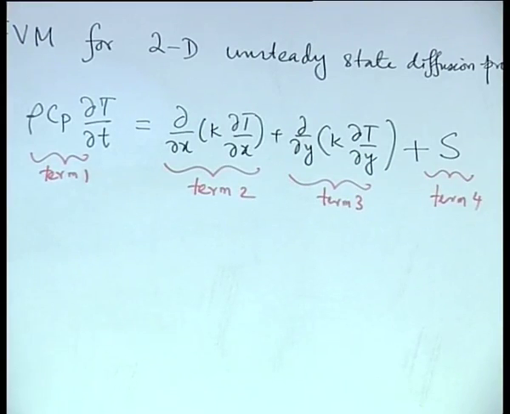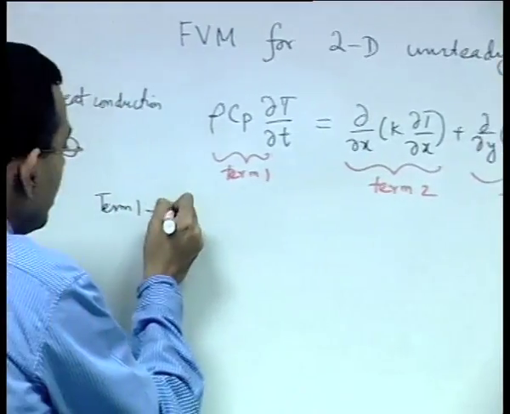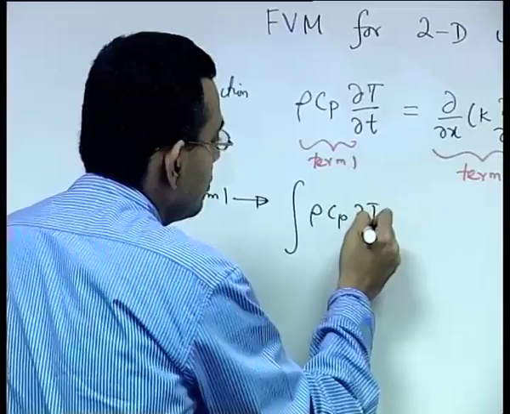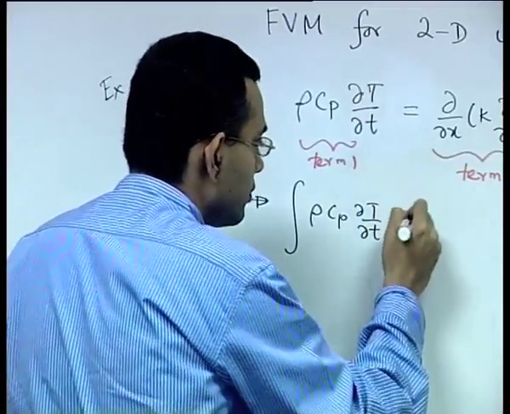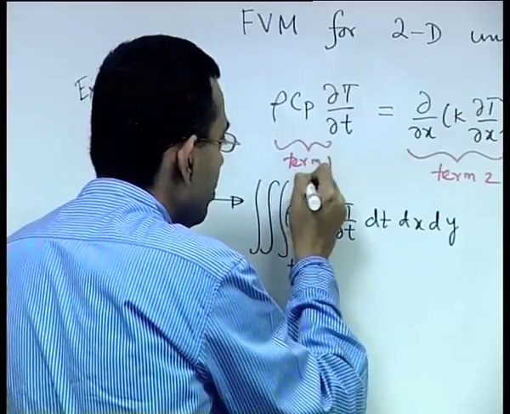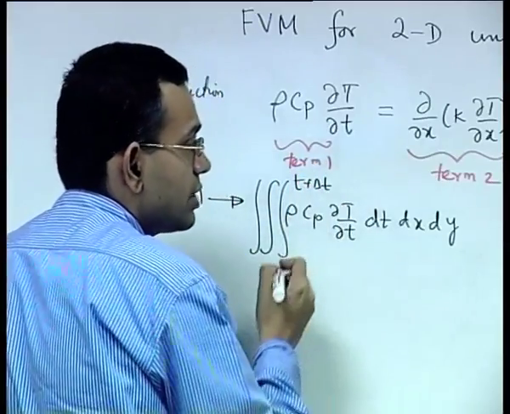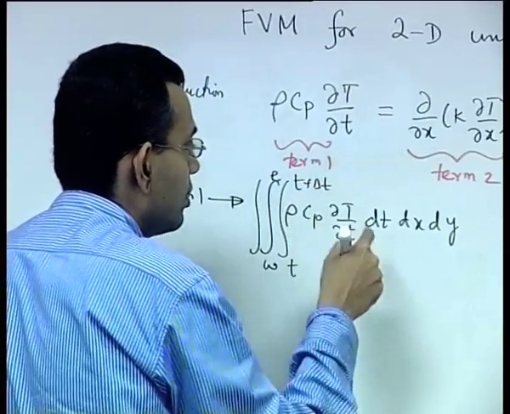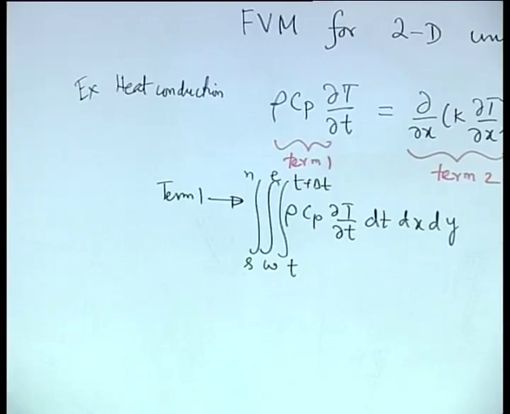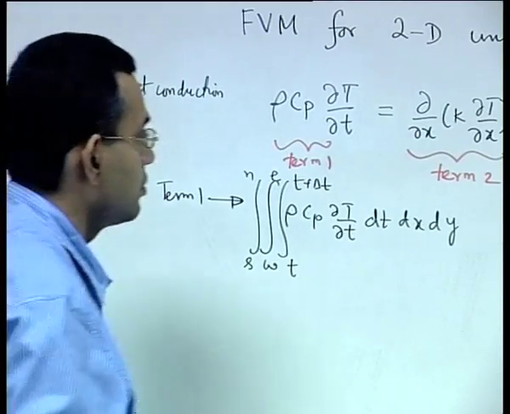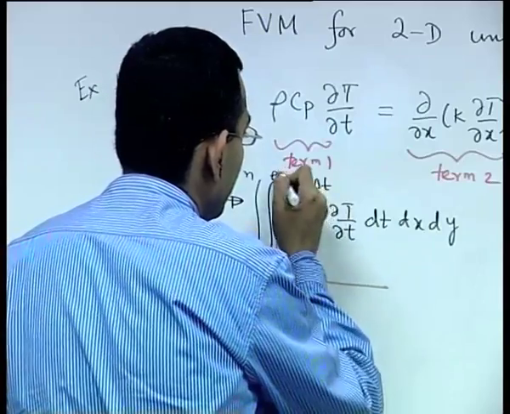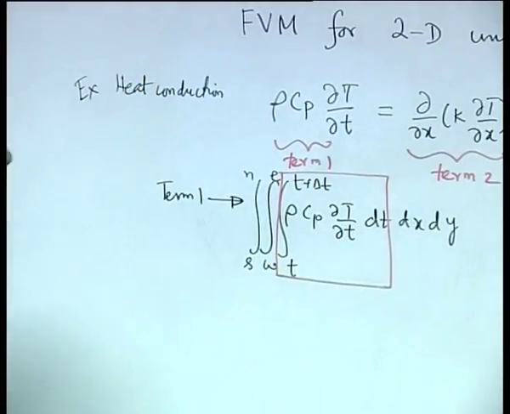So, for the term 1, what it will give? Integrate it with respect to time, x and y. So, from time t to t plus delta t, what is the limit of x? Small w to small e, what is the limit of y, small s to small n. So let us do the integrals one by one. First we consider the time integral.